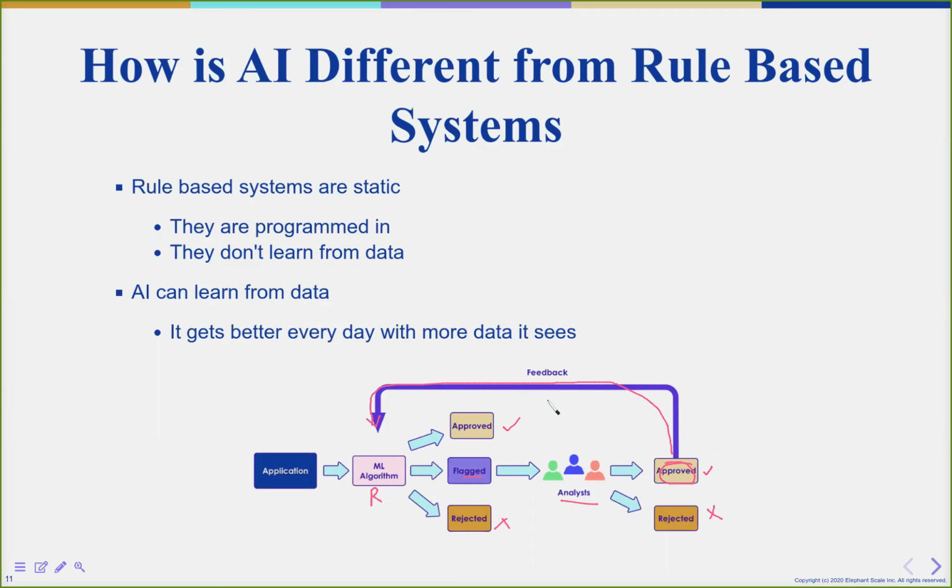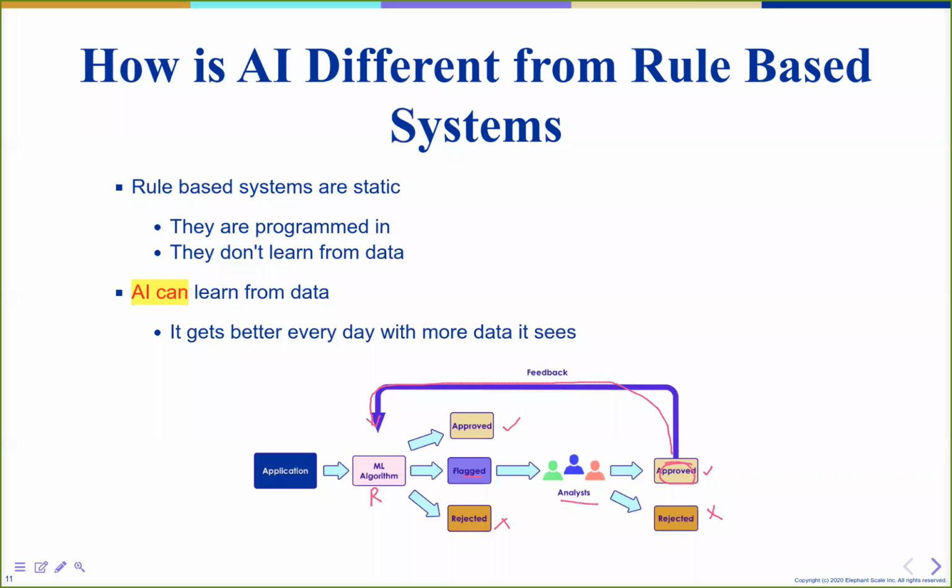If you want to change the rules, you have to basically go and change the rules manually, right? Somebody has to go and actually change the rules. But AI algorithms, once you establish the feedback loop, they can learn. As you can imagine, the first day you deploy the AI algorithm, maybe it'll get a lot of flags. As the days come along, it keeps learning, and then it can make decisions by itself. So the number of flagged applications is going to go down eventually. Why? It keeps learning.